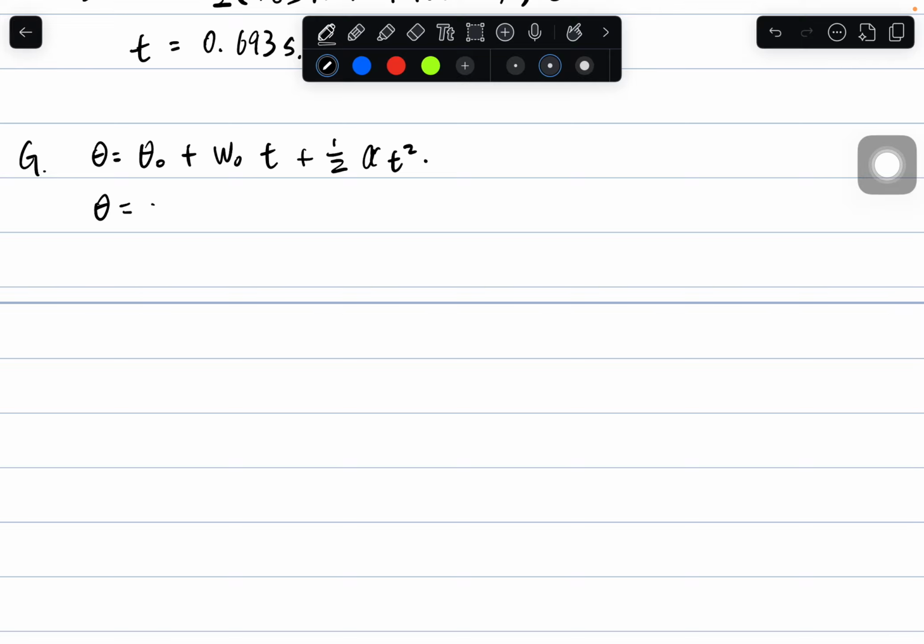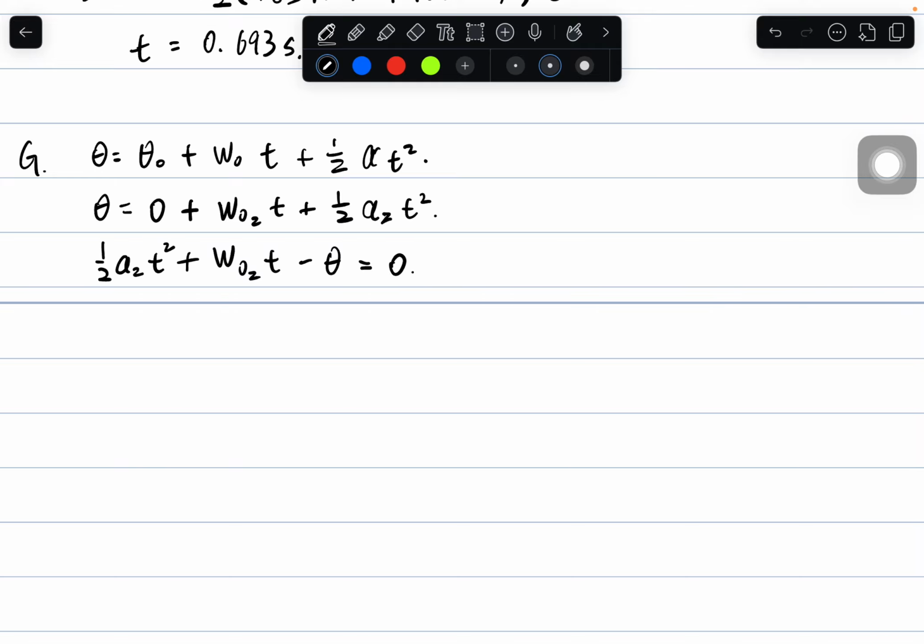Now we plug in all the given values. So θ equals 0 plus ω0z times time plus 1/2 αz t². We move all the terms to one side, so we get 1/2 αz t² + ω0z t − π = 0. Since t is the variable with a square, that's what we need to solve for.